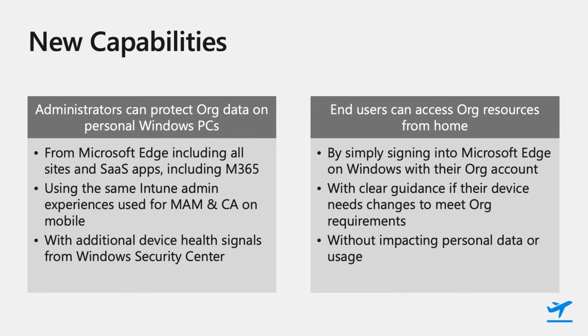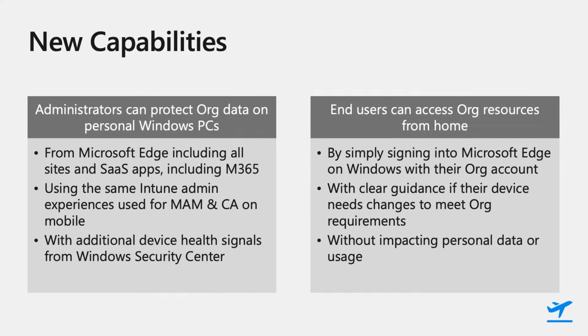From the persona perspective, as mentioned, we're going to look at two key personas. One is the administrator and the other is the end user. Starting with the administrator, what we're enabling with MAM for Windows is the ability to protect your organization's data on the end user's BYOD or personally owned device, from the Microsoft Edge app, and including all the resources you can access from Edge, be it public-facing internet sites, internal sites, SaaS apps that your organization has deployed to your end users, or more generally, any of the Microsoft 365 experiences. They can have a protected experience accessing your data.